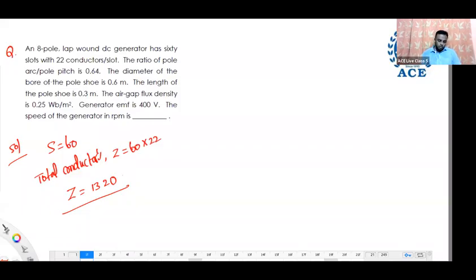Now the ratio of pole arc to pole pitch is given as 0.64. The diameter of the bore of the pole shoe is 0.6 meters. See what that bore of the pole shoe is.